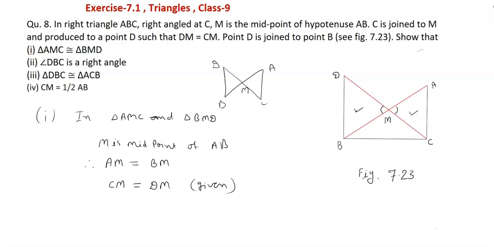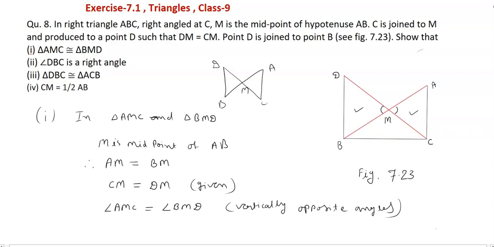Now we can see AB and DC are intersecting lines at point M. So vertically opposite angles, angle AMC and angle DMB, will be equal. So the third thing we have is angle AMC is equal to angle BMD by vertically opposite angles. You have to write vertically opposite angles.